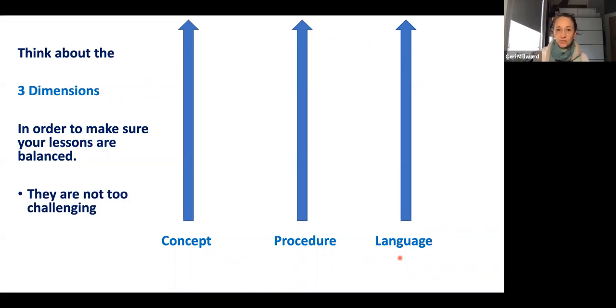So we don't want them to be too challenging. So we don't want them to look like this. We don't want the concept to be too difficult, the procedure to be too difficult, and the language to be too difficult. Because if this happens, then this lesson is unachievable, nothing is learned, and the students are demotivated. On the other hand, we don't want it to be too easy. So like this, where the concept is easy, the procedure is easy, and the language is easy. Again, nothing is learned, and again, this is too demotivating.